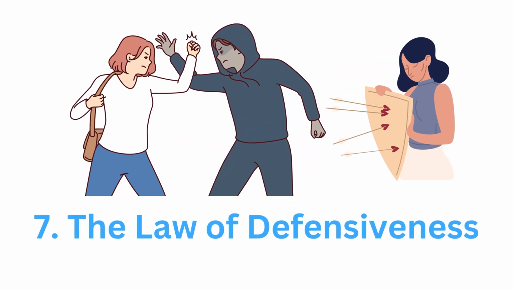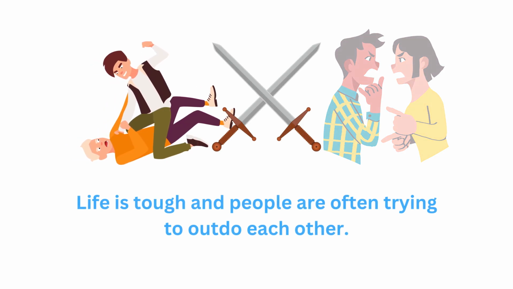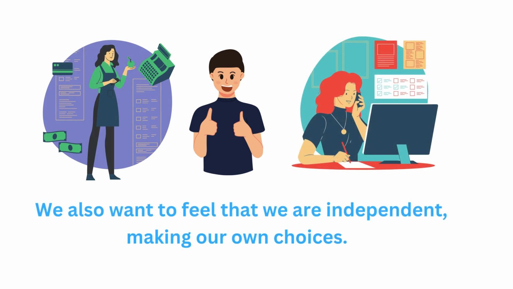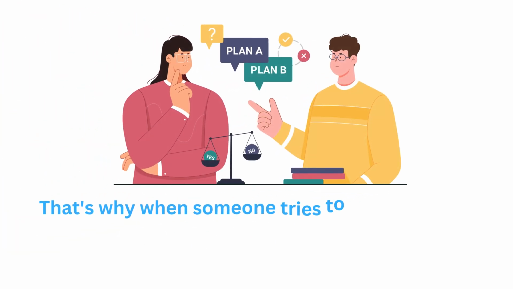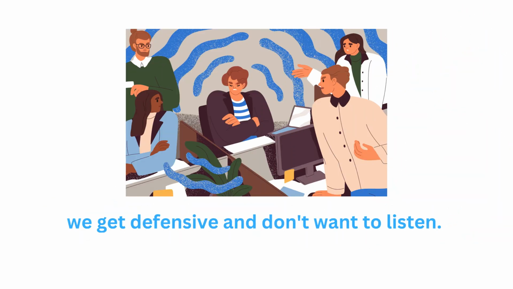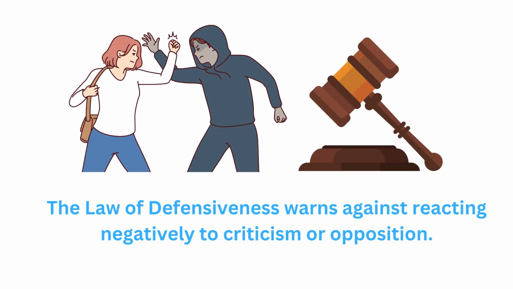Number 7. The law of defensiveness. Life is tough and people are often trying to outdo each other. We naturally must look after our own interests. We also want to feel that we are independent, making our own choices. That's why when someone tries to convince us to do something or change our minds, we get defensive and don't want to listen. The law of defensiveness warns against reacting negatively to criticism or opposition.